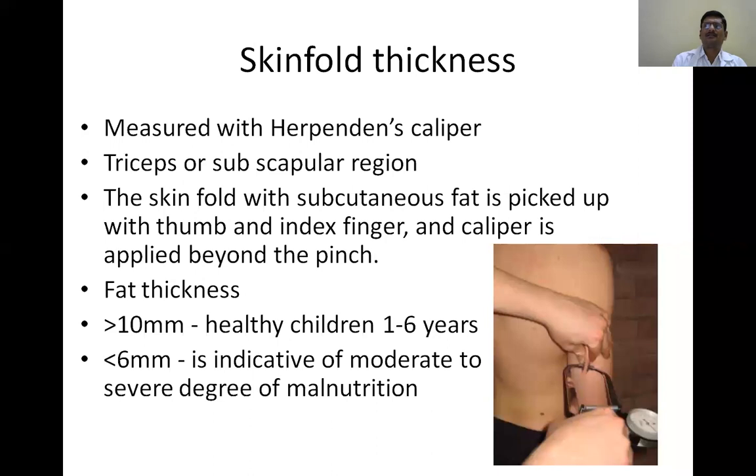So these are the various anthropometric measurements, like height, weight, height to weight ratio, head circumference, chest circumference, skin fold thickness. When you measure these values, we can assess the nutritional status of the child, whether it is well nourished or there is obesity or malnourishment, and the degree of malnourishment. Everything can be assessed by doing all these anthropometric measurements.